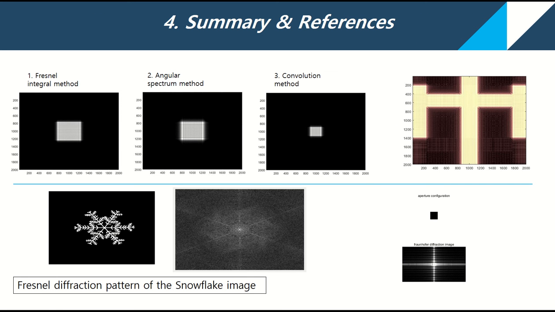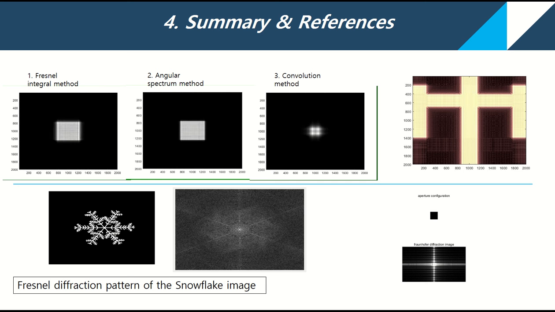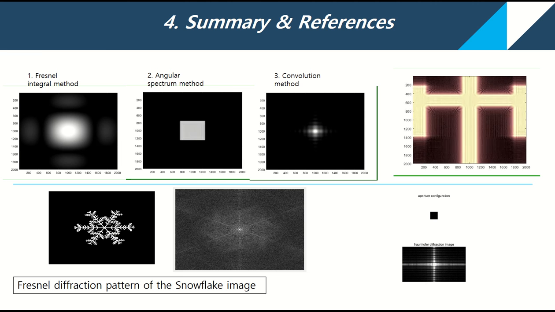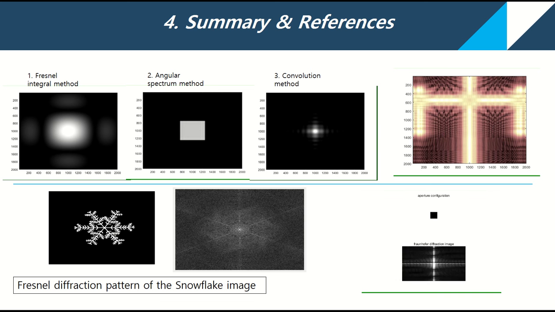This is the summary of results. I designed a square aperture and compared three ways to make Fresnel diffraction patterns using MATLAB. And I made a special aperture and checked the Fresnel diffraction using convolution. In Fraunhofer diffraction, I converted the snowflake image and used FFT to get the diffraction image. Lastly, we can get the diffraction video even if we want to use a moving aperture.